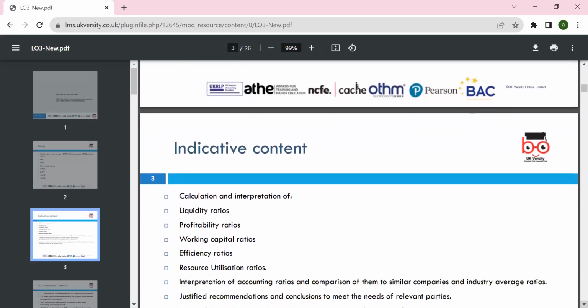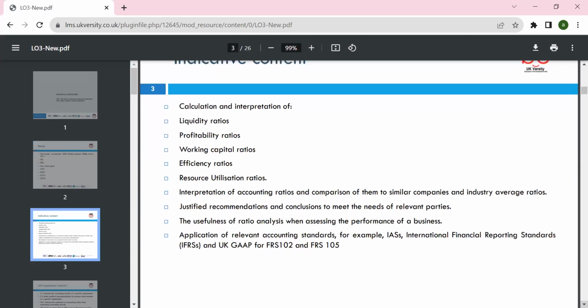Okay, the indicative content, what we're supposed to learn this lesson: calculation and interpretation of financial ratios. We'll go through different types of ratios: liquidity ratios, profitability ratios, working capital ratios, efficiency ratios, and resource utilization ratios. We'll interpret these ratios, how we can use them, and make justified recommendations. We'll also go through the relevant parties, the different stakeholders, what purposes they use these ratios for, and how to interpret them to make effective decisions to measure the performance of the company, because different people interpret performance differently. Some look at profitability, some at growth, some at tax, some at turnover, some at salaries.